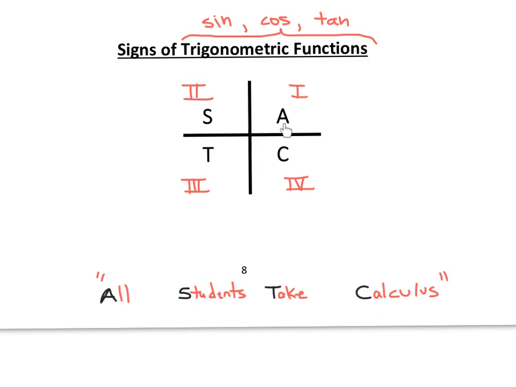Now, let me just go around and say what all of these stand for. If you notice, we have an S, just like sine starts with. Here we have a T, just like tan starts with. And here we have a C, just like cosine starts with. A doesn't really start with anything, but you know what A represents? A represents the word all. Okay, let me write that in here. A represents all.